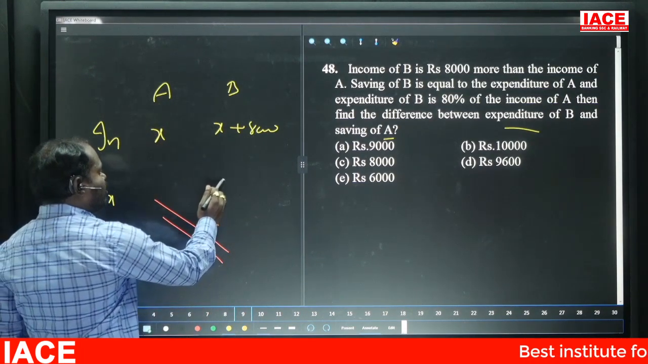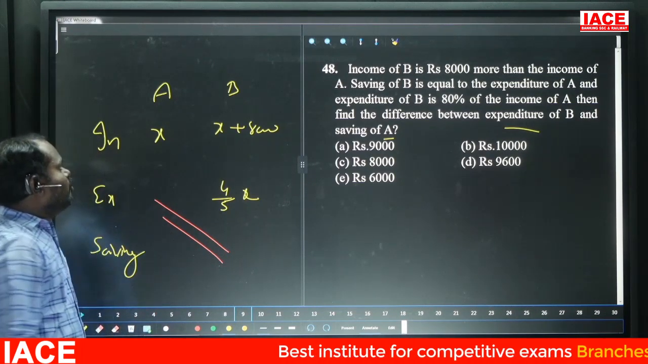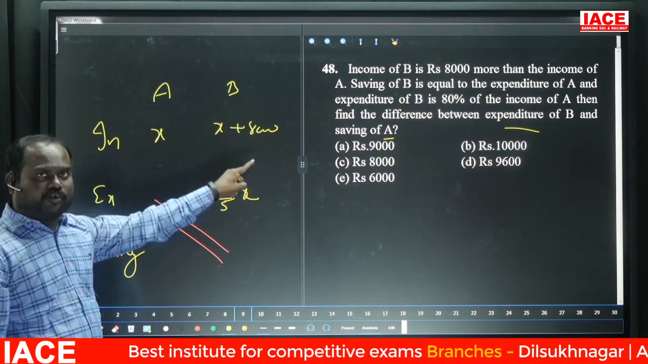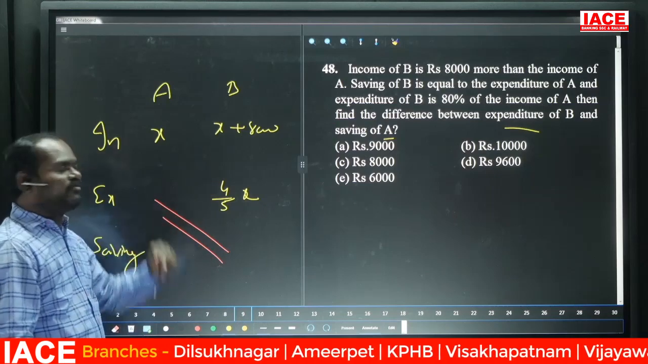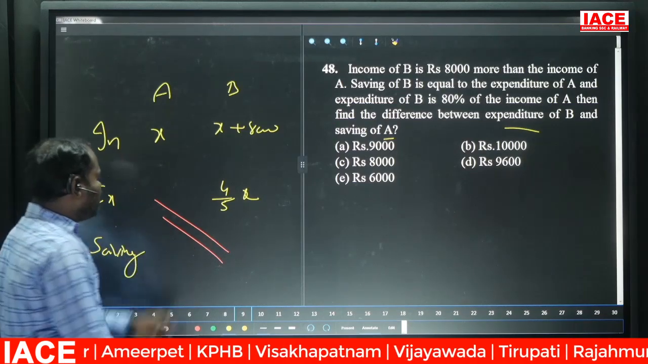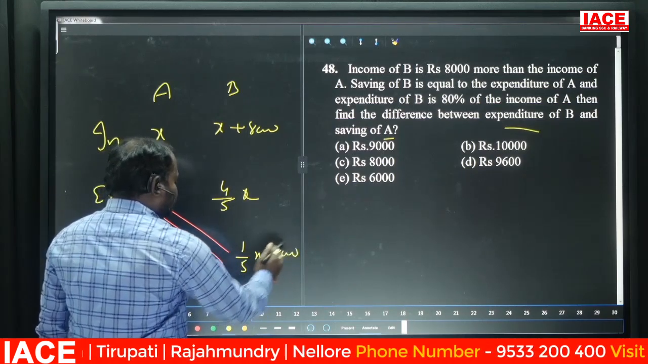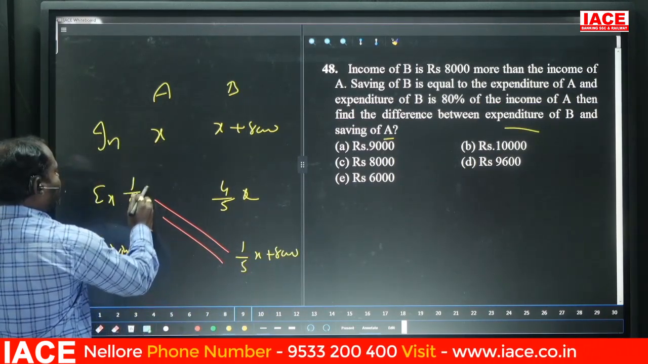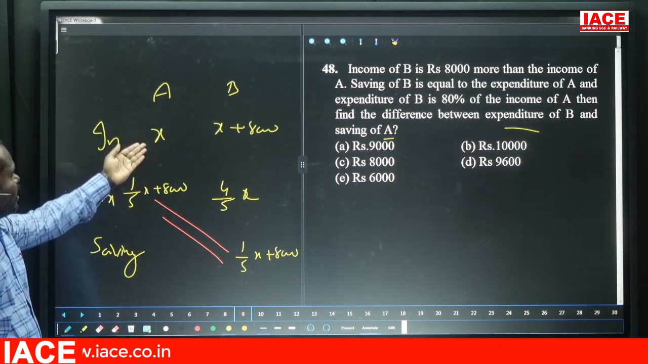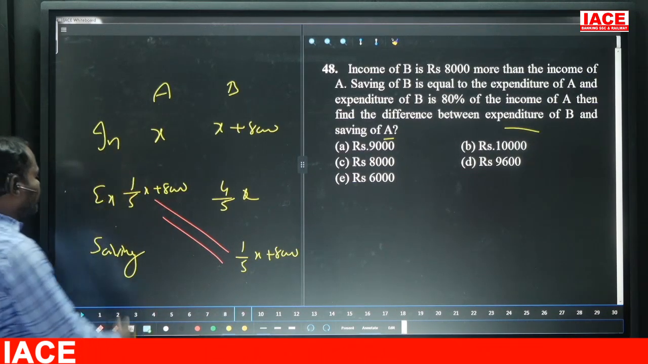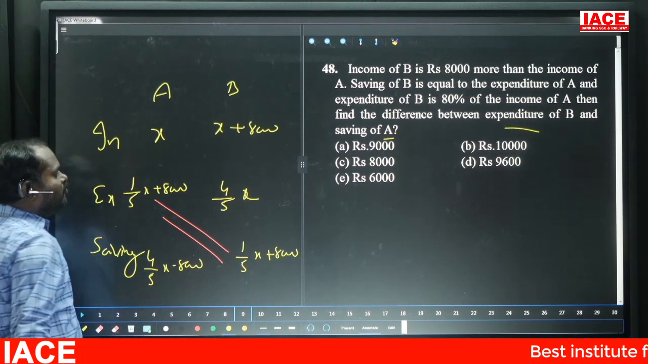So 80% is nothing but 4/5 of X. So income X plus 8,000, in that it is 4/5. That means X minus 4/5 of X, so this will be 1/5 of X plus 8,000. That means it is the same, 1/5 of X plus 8,000, minus 8,000. Now we know the values.